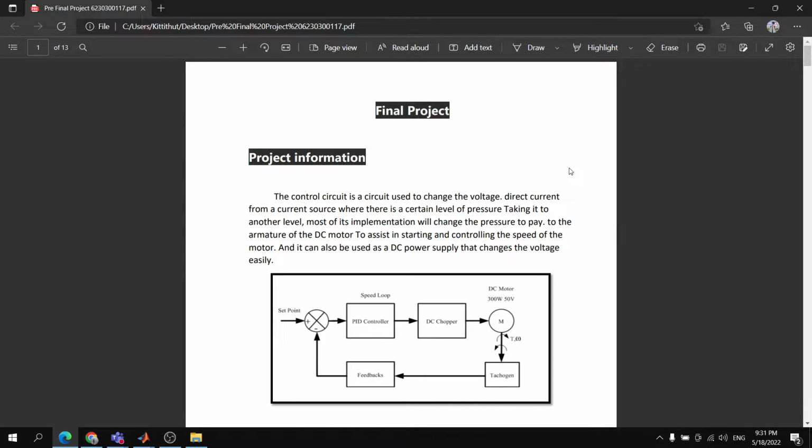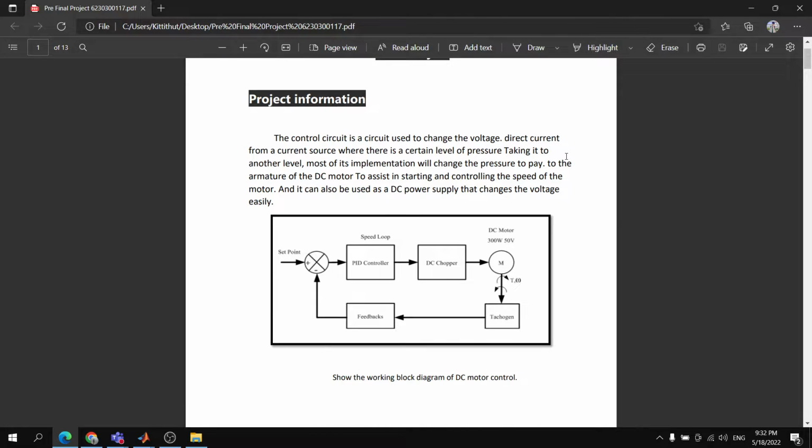Hello everyone. Today I will present the final project of the control system project.